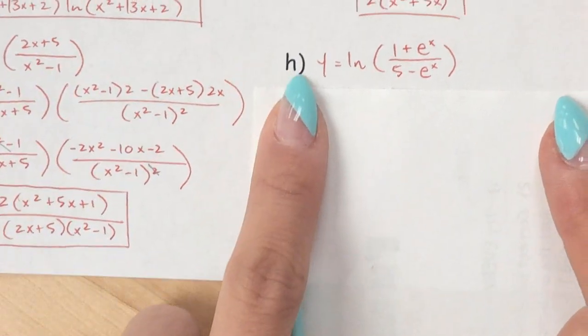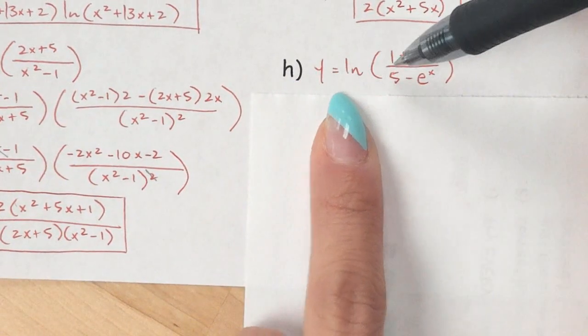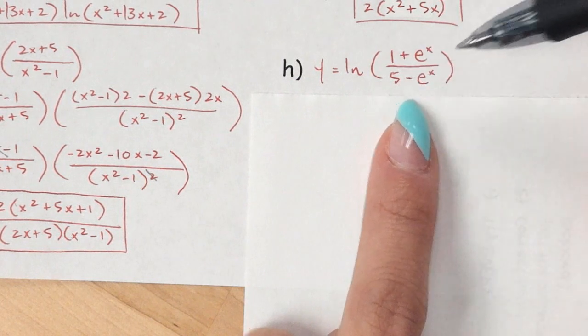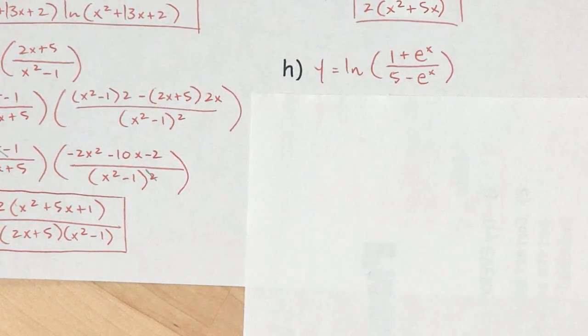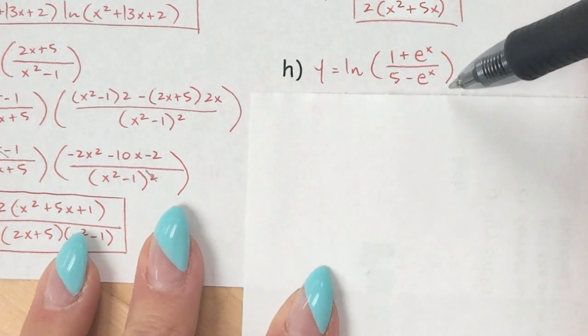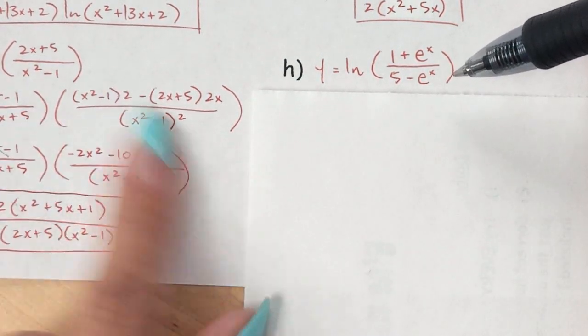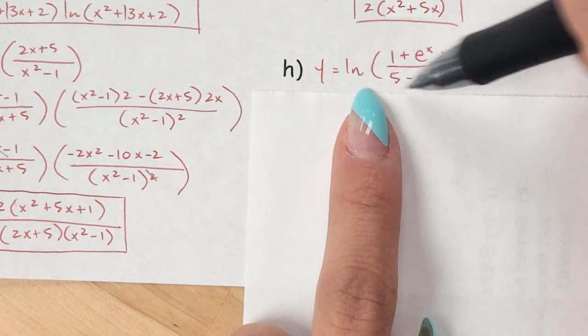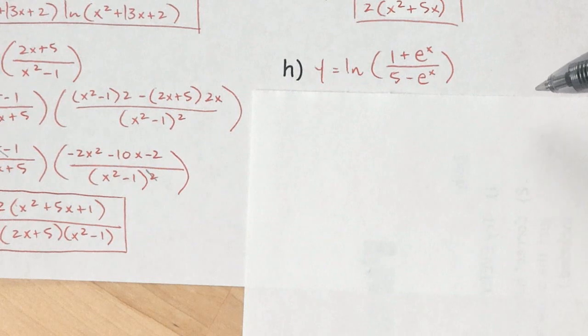So you're going to try h, y equals ln of the quantity 1 plus e to the x over 5 minus e to the x, and then you're going to post how you got to that final answer. Actually, I'll take one of each, okay? I'll take one this way, and I'll take one where you actually do ln and then minus ln, and then you change it back into one fraction. So I'll take two versions.